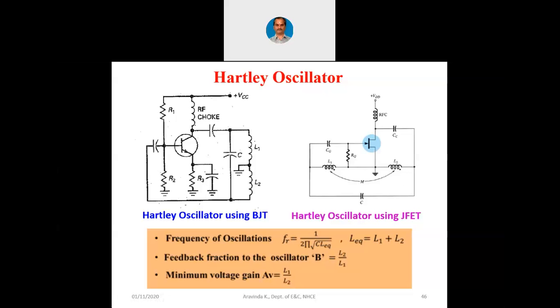I will not be working out any exercise on this because it is simply a substitution of the same given values. We already had an exercise with the Colpitt's oscillator. We don't have to have a similar exercise in the Hartley oscillator, but you will have to work out those exercises for your practice.